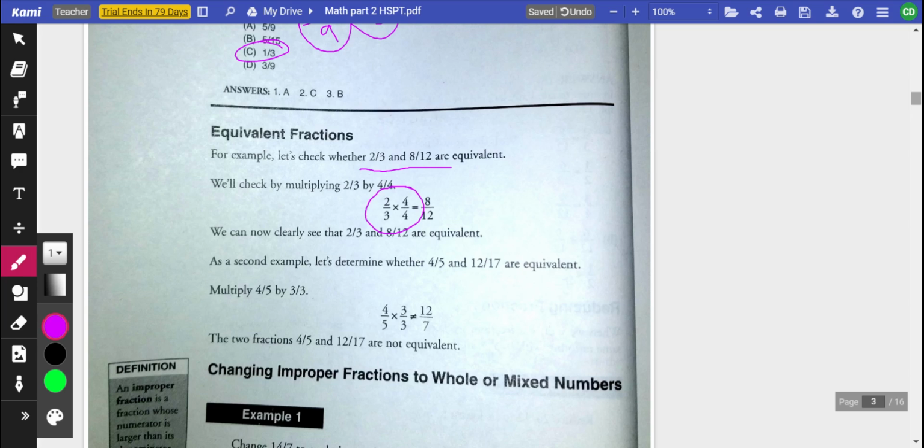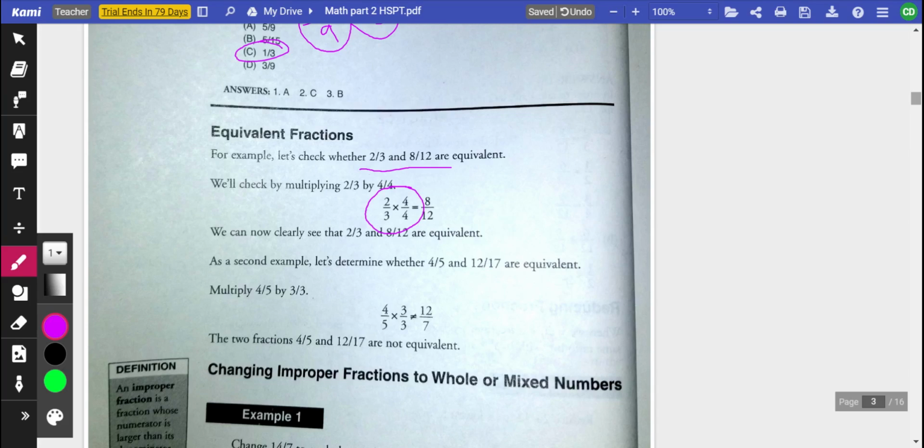So 3 times 4 gets you 12, but in order to keep the same value, you need to multiply the numerator by 4 as well, which gets you 8. So now you can compare 8/12 and 8/12, and you see that they're equivalent to each other. As a second example, let's determine whether 4/5 and 12/17 are equivalent to each other.